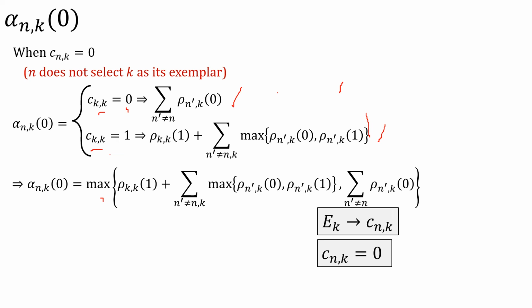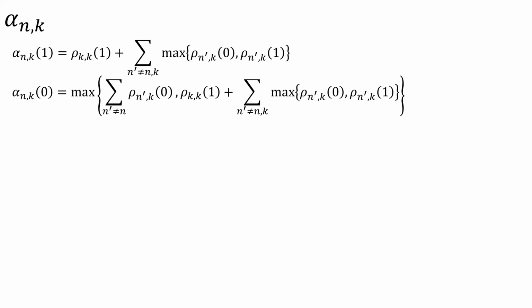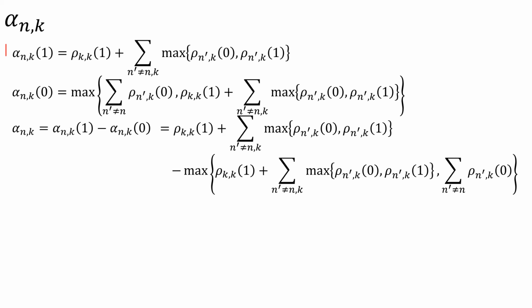So it's equal to max of, so this is the first expression here, and this is the second expression. Let's keep it aside. So now we have expressions for alpha nk1 and separately for alpha nk0. We take the difference between the two, that's alpha nk, the scalar message alpha nk, which is equal to, we replace them with alpha nk1 and alpha nk0 expressions. This is what we get.